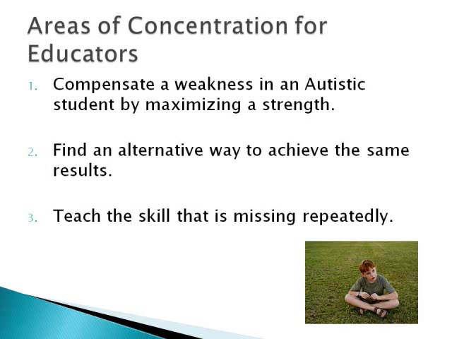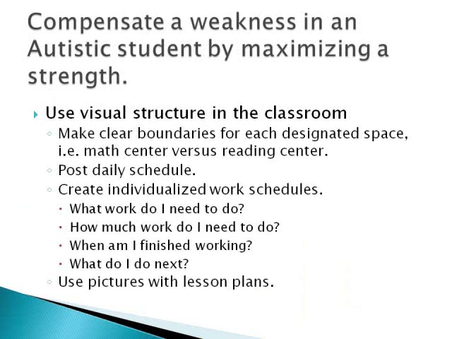For educators, there are 3 areas of concentration. These include number 1, compensating a weakness in an autistic student by maximizing a strength, number 2, finding alternative ways to achieve the same results, and number 3, teaching the skill that is missing repeatedly. Compensate a weakness in an autistic student by maximizing a strength.